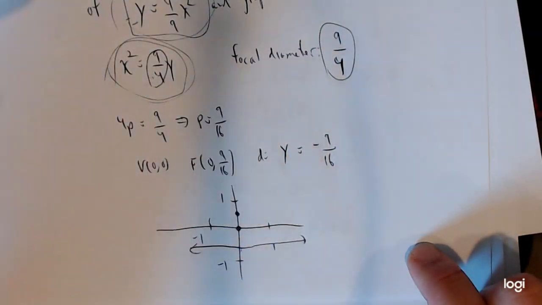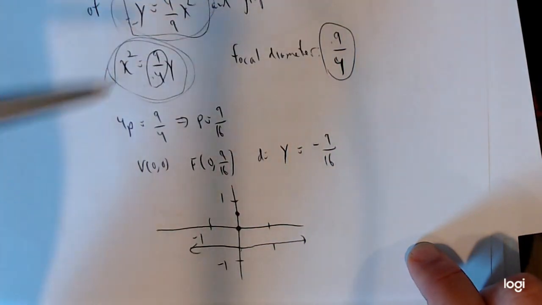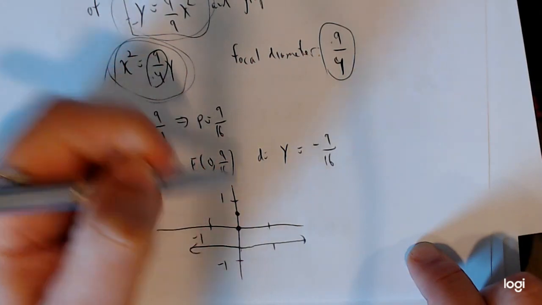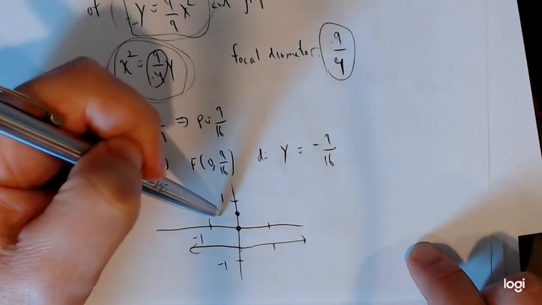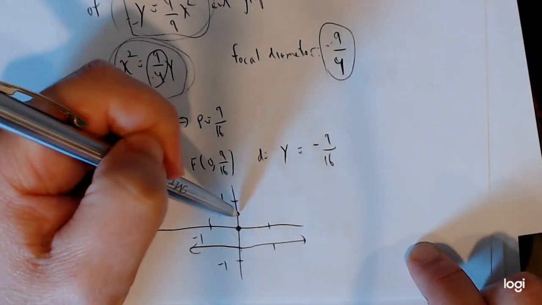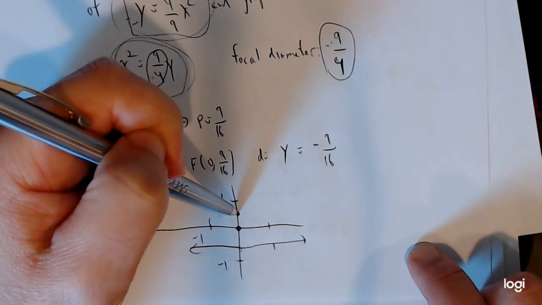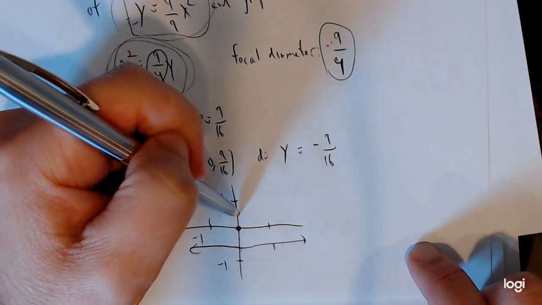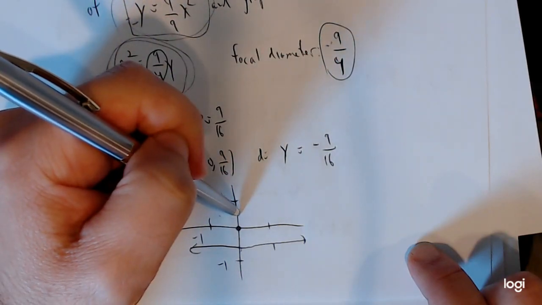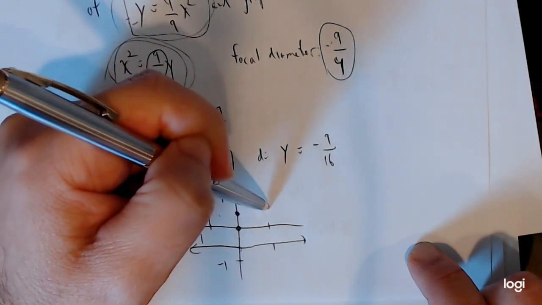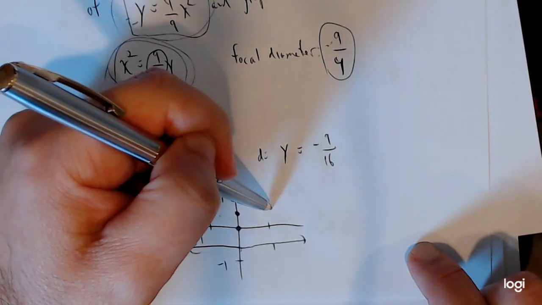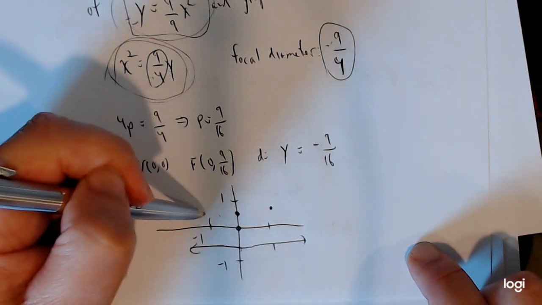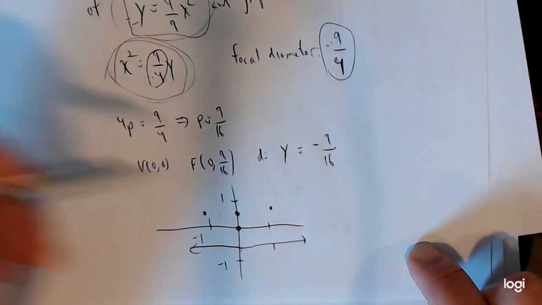And well, the good news is what? I could use the focal diameter. But since the focal diameter is 9/4, from the focus I'm going to need to travel right and left half that distance, right? Because remember, the focus is the halfway point. Half of 9/4 is what? It's 9/8. So I'm going to travel 9/8 to the right, which is a little bigger than 1, and 9/8 to the left, which is a little to the left of -1.